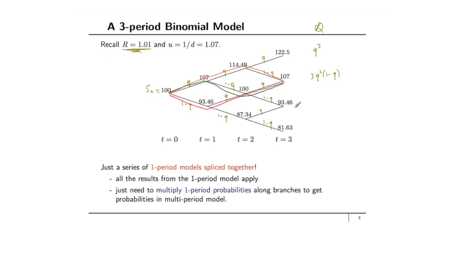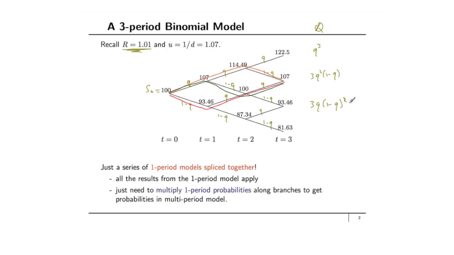There are 3 ways for the security price to get to 93.46. It can go up and then have 2 down moves, it can have 2 down moves and then 1 up move, or it can have a down move, an up move, and then a down move. So in fact, this occurs with probability 3q times (1 minus q) squared. We have (1 minus q) squared now because we need 2 down moves, and the down move occurs with probability 1 minus q.